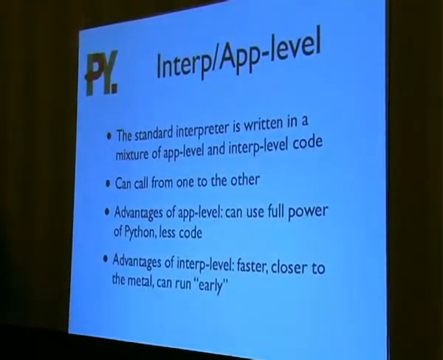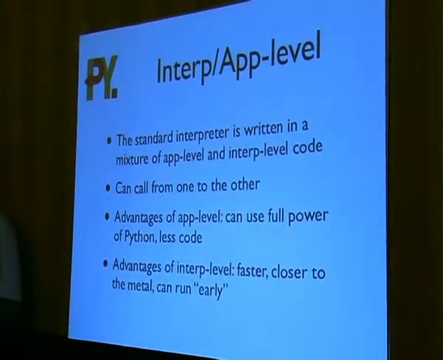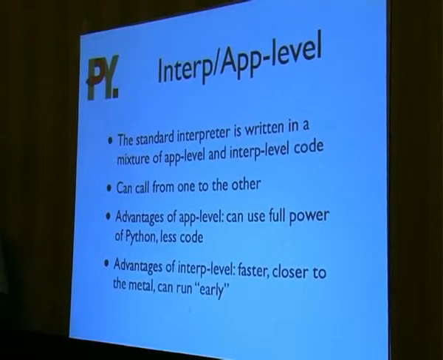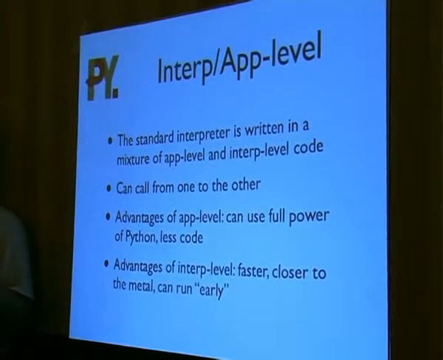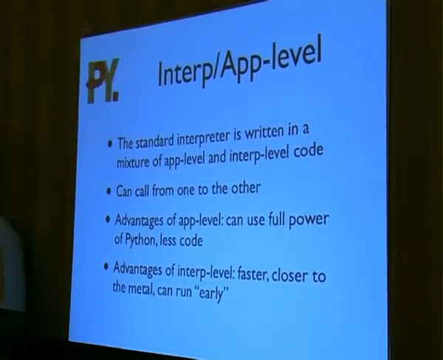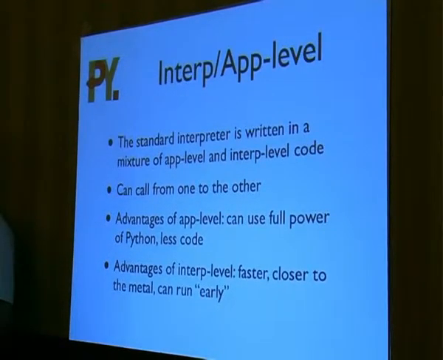The advantages of app-level code are, well, it's full Python, so you don't have to worry about these crazy RPython restrictions. It's almost always shorter, less boilerplate. So Holger and Armin gave an example. The find meta class in code is written in app level.